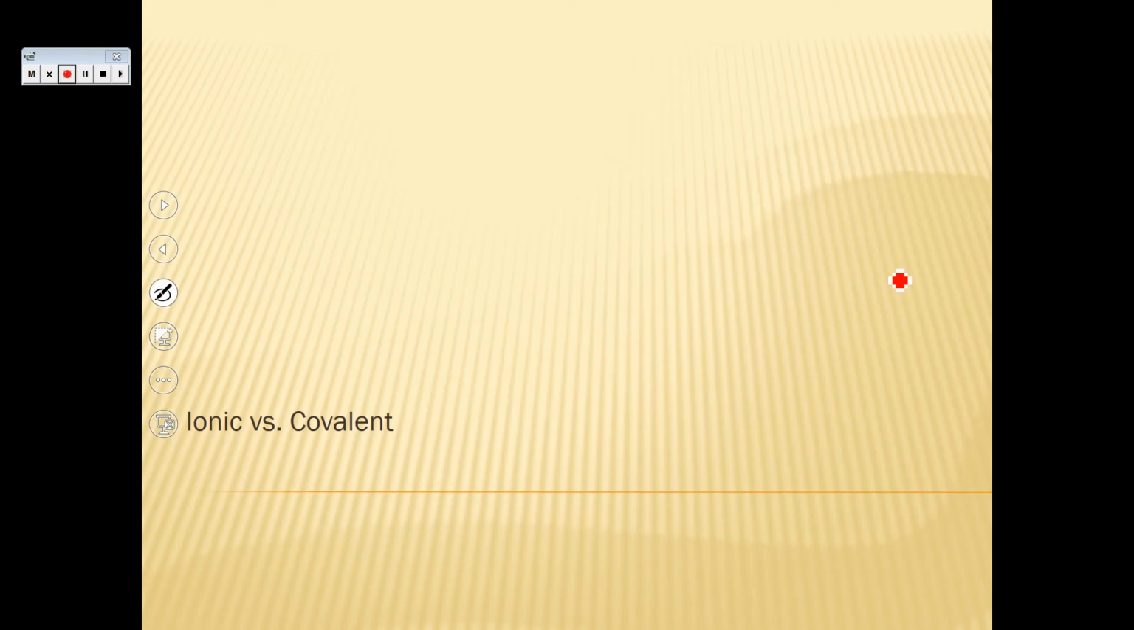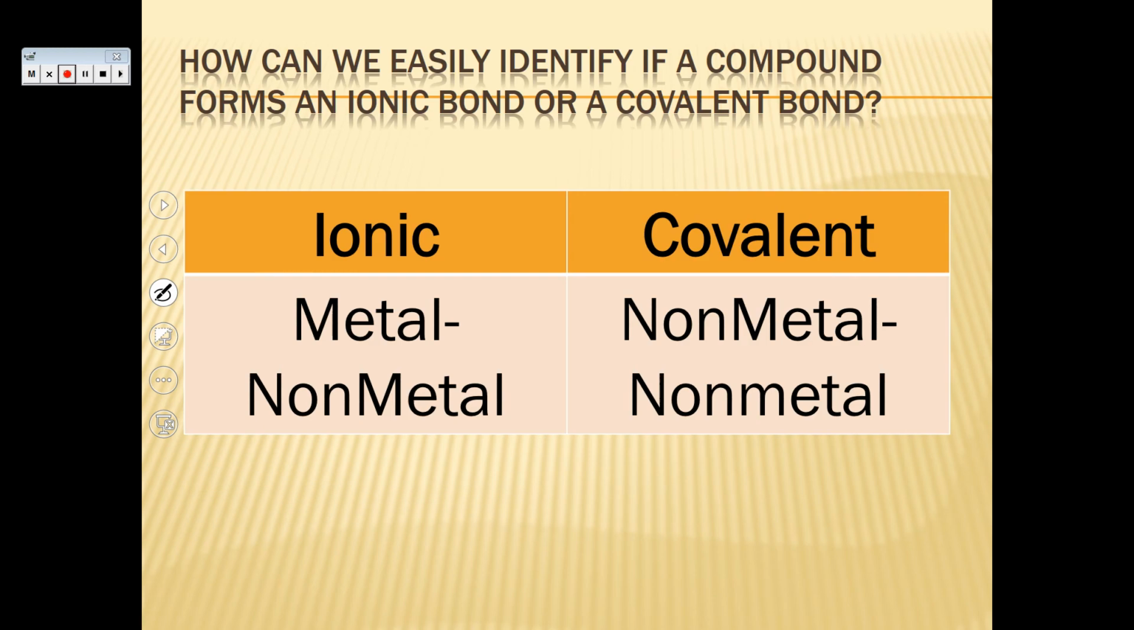Let's start with ionic versus covalent. How can we easily identify if a compound forms an ionic bond or a covalent bond? The really simple trick to this is that an ionic bond will always be between a metal and a nonmetal. A covalent bond will always be between a nonmetal and a nonmetal. So simply by looking at the formula or the name, if a metal is present, it will have ionic bonds.